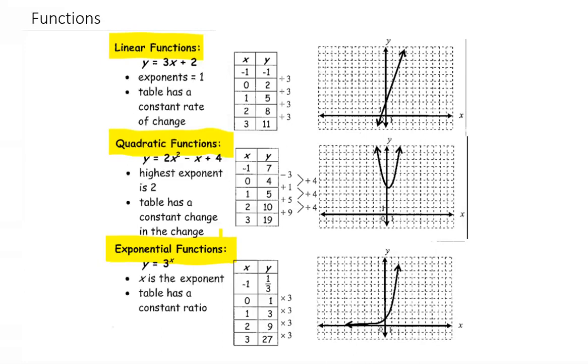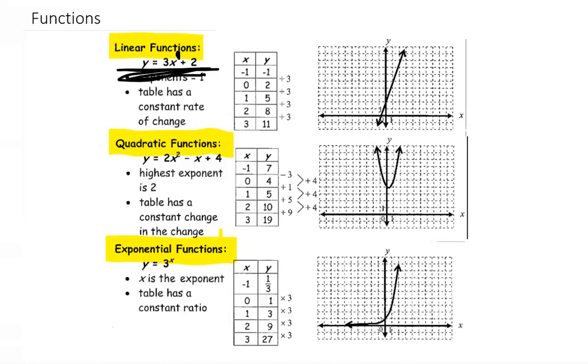A linear function is everything we have seen. That's our typical y equals mx plus b. So an example of that would be y equals 3x plus 2. What you don't see here is this exponent, but that exponent is really a 1. So I've got 3x to the first power.